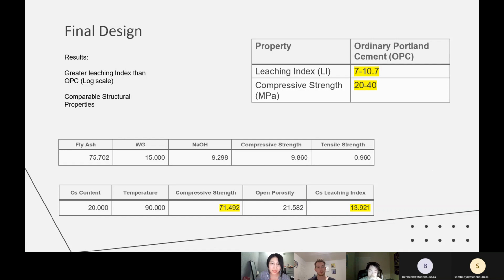The final design was successful in accomplishing the project goals, where the designed geopolymer exceeds the chemical and structural properties of ordinary Portland cement, as shown by the comparison of the upper right highlighted numbers to the ones on the bottom. A higher leaching index and compressive strength allows for greater nuclear waste encapsulation, which is to the benefit of public health and safety.